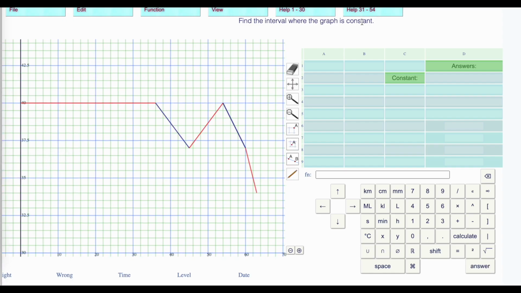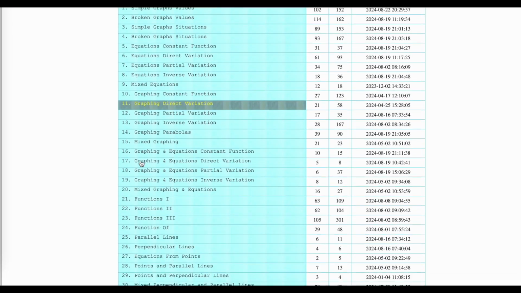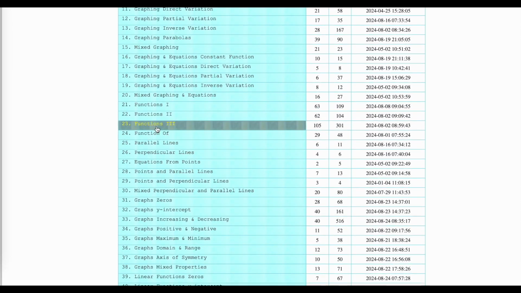Find the interval where the graph is constant. Here it's constant from 0 until this point. This is 36. When x is a member of [0, 36], close the square bracket, press answer to see if we're right. Let's look at a linear function or a line.